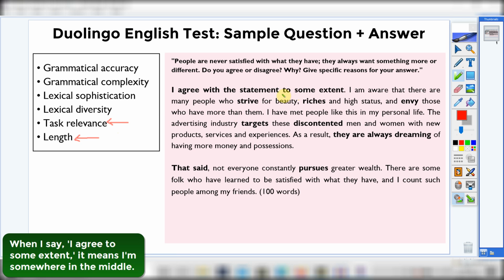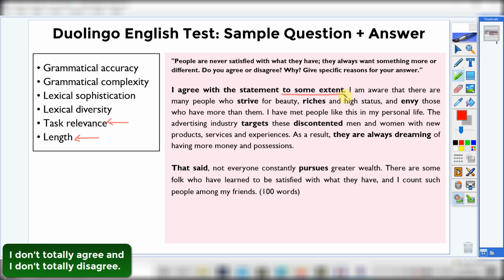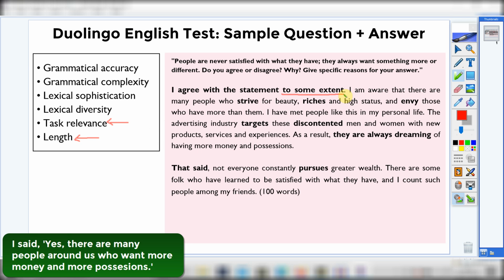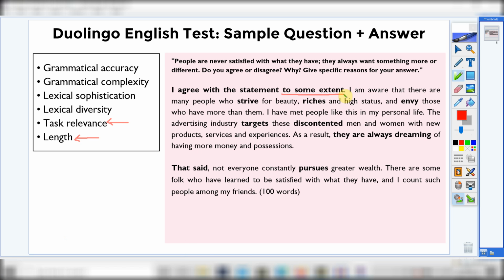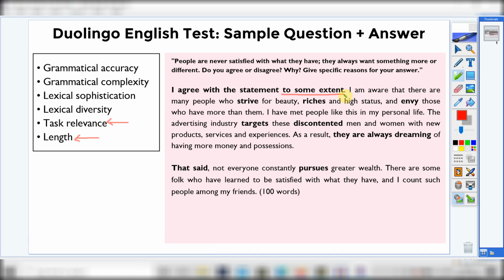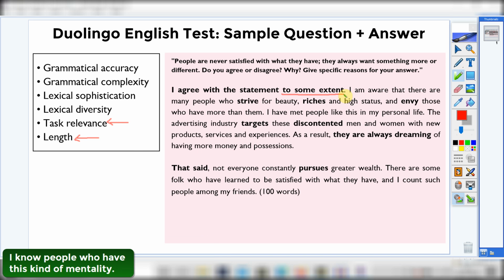When I say I agree to some extent, it means I'm somewhere in the middle. I don't totally agree and I don't totally disagree. In this paragraph, I wrote about why I agree. I said, yes, there are many people around us who want more money and more possessions. The advertising industry exists to sell these people dreams of cars, high-tech computers, and so on. In the second paragraph, I said, on the other hand, there are people who are happy with the things that they have. I know people who have this kind of mentality.